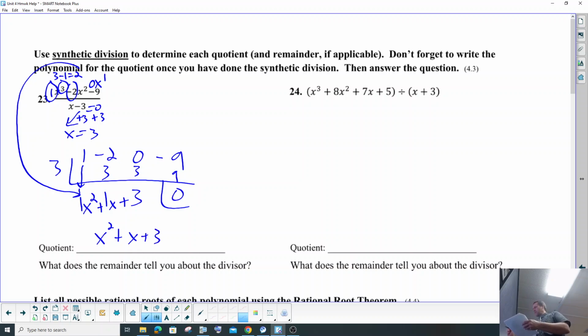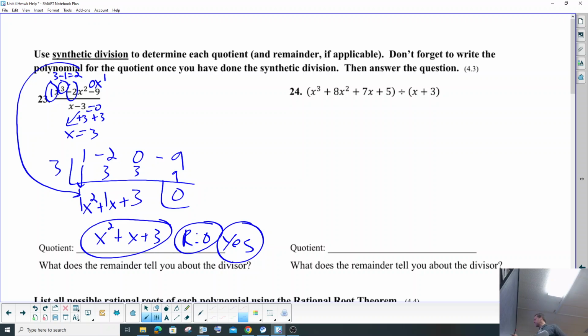Good. Just making sure that I'm on track. What the? A teacher forgot their placeholder. It's okay, Newbold. Calm down. Okay, so we got a remainder of 0. What does remainder tell you about the divisor? Since we got a remainder of 0, then we say, yes, it is a factor.